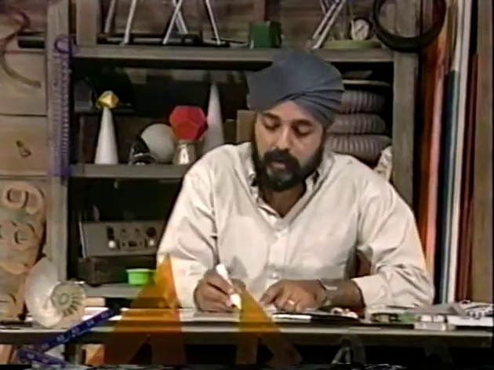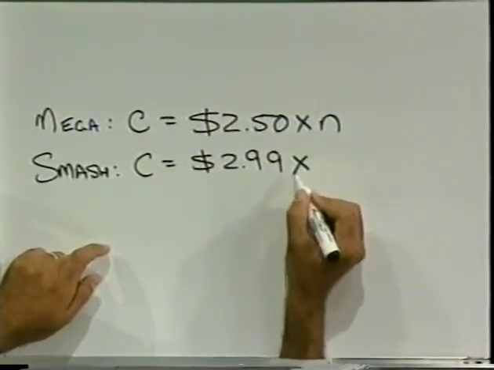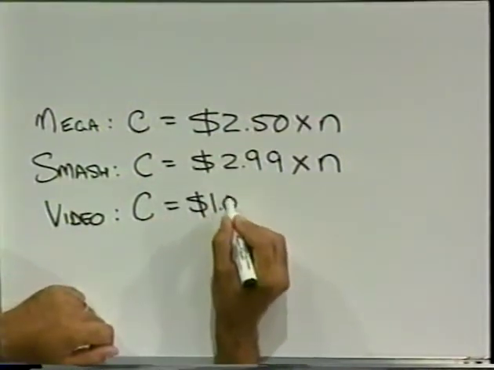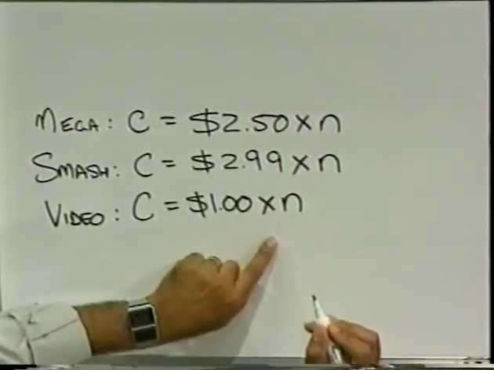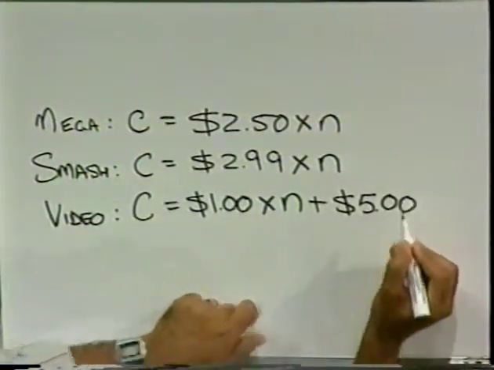Down the street, their competition, Smash-O-Rama, doesn't charge a membership fee, but they charge $2.99 a movie. So, in this case, the cost, C, equals $2.99 times N. Right, and finally I checked Video Village, and they only charge $1 a movie, but there's a membership fee of $5 a month. The equation looks a little different this time. C, the cost, equals $1 times N, the number of videos you rent in a month, plus $5 membership fee.